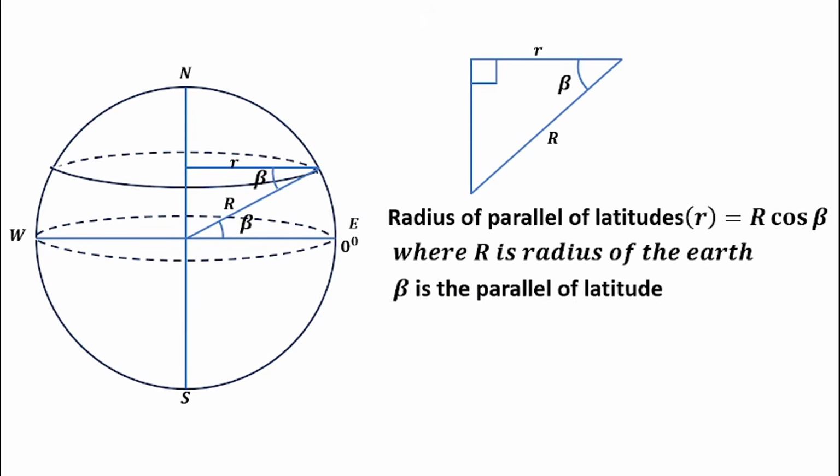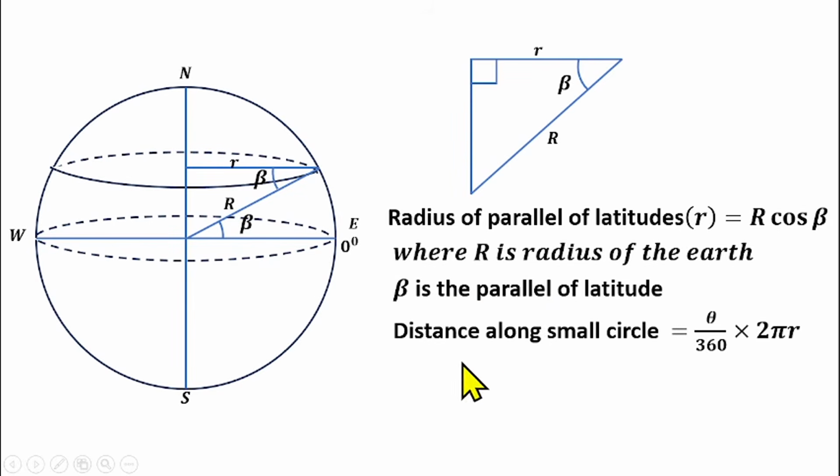So to find the distance along a parallel of latitude, which is also called the small circle, the distance equals theta over 360 times 2 pi small r. You should know the difference between this formula and that of a great circle. In a great circle it is theta over 360 times 2 pi big R. But along a small circle, you have theta over 360 times 2 pi small r. But what is your small r? Your small r, which represents the radius of the small circle, is equal to big R cos beta. So the formula becomes theta over 360 times 2 pi big R cos beta.